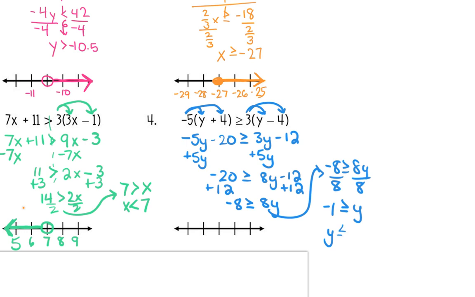this so that my variable is on the left. It's just easier to graph that way. So I'm going to start with my negative 1. This is going to be a closed circle, and we're going to shade to the left-hand side.